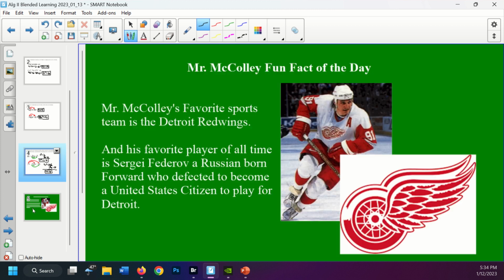But just for a little fun, the McCully fun fact of the day: Mr. McCully's favorite sports team is the Detroit Red Wings, and my favorite player of all time is Sergei Fedorov, a Russian-born forward who defected to become a United States citizen and play for Detroit. He won 3 Stanley Cups with Detroit before he moved on to play with other teams.